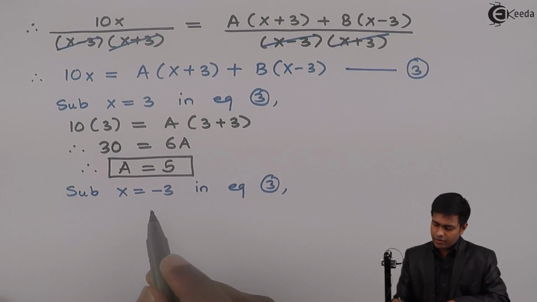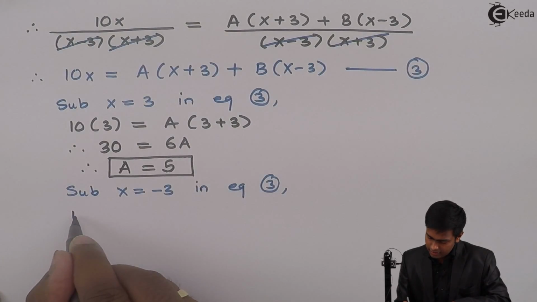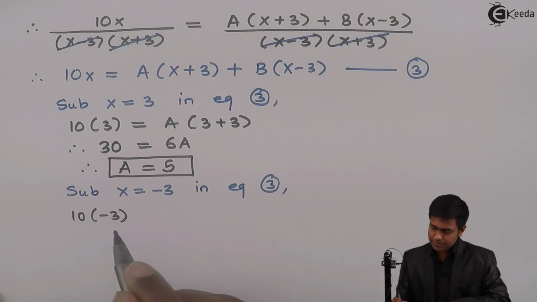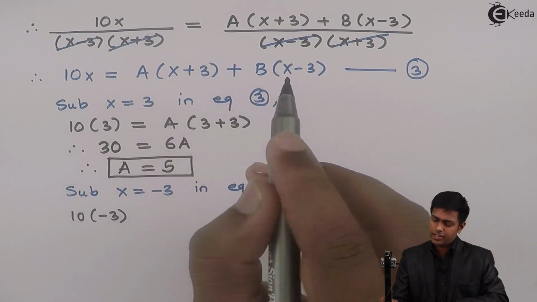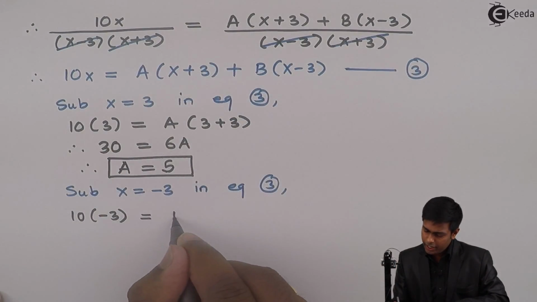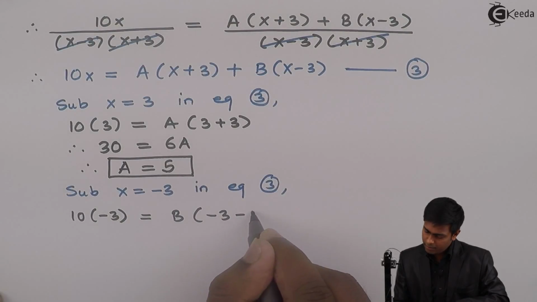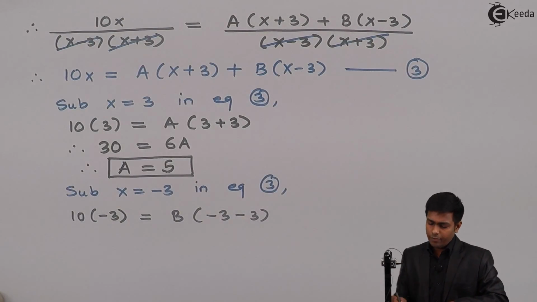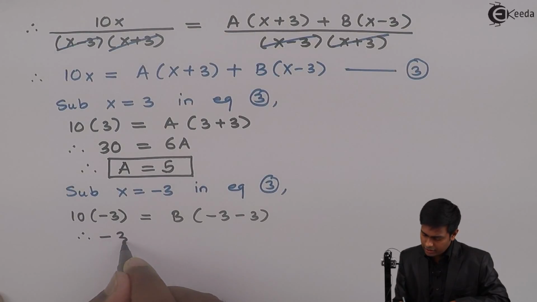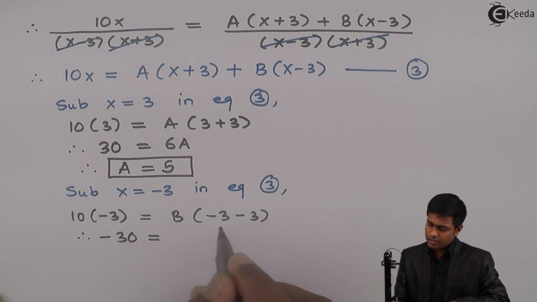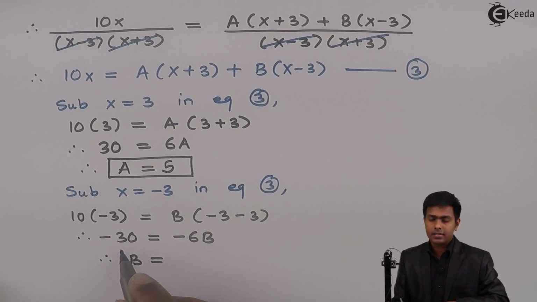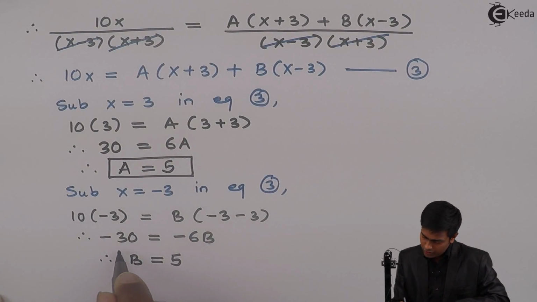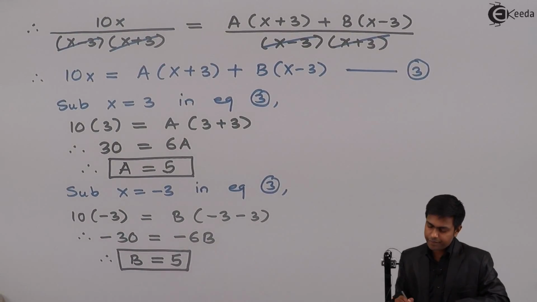So this will give us 10 into minus 3. Next, minus 3 plus 3 will become 0. So the first term is 0, and here we will get b into minus 3 minus 3. So therefore we will get minus 30 is equal to, this will become minus 6b, and this will give us minus 30 upon minus 6, that is again 5. So the value of b is also 5.